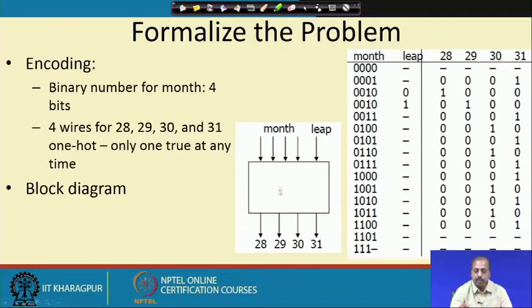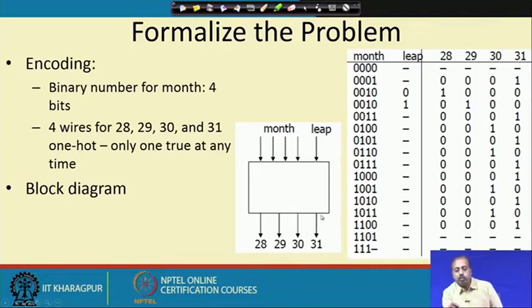Here you see that we have as input the 4 bit month and leap, and there are 4 outputs: 28, 29, 30 and 31. If there are 28 days in that month, then this output will be 1, rest will be 0. Similarly, if the number of days in the month is 29, then this output will be 1, rest will be 0. Similarly, 30 and 31.